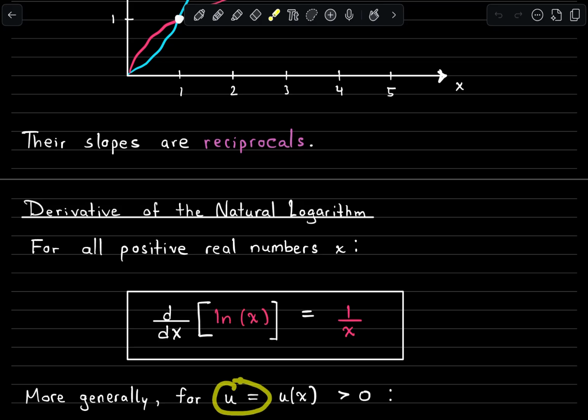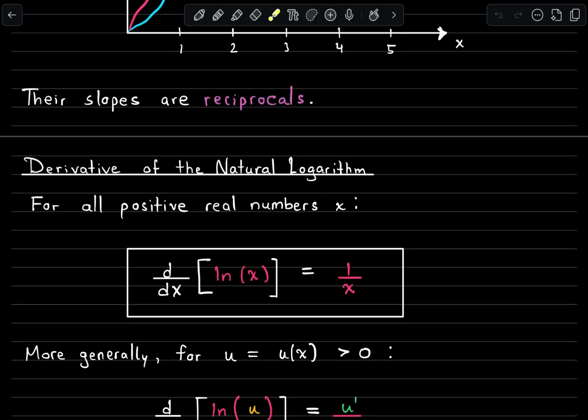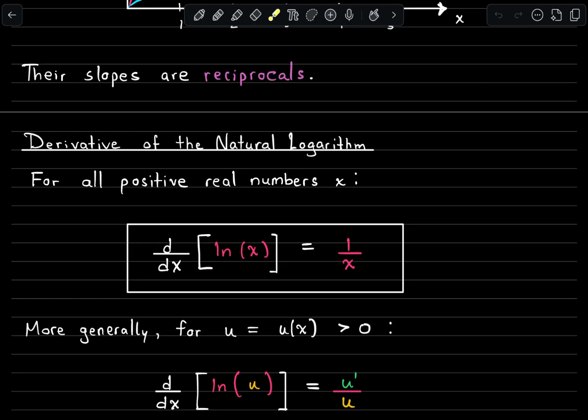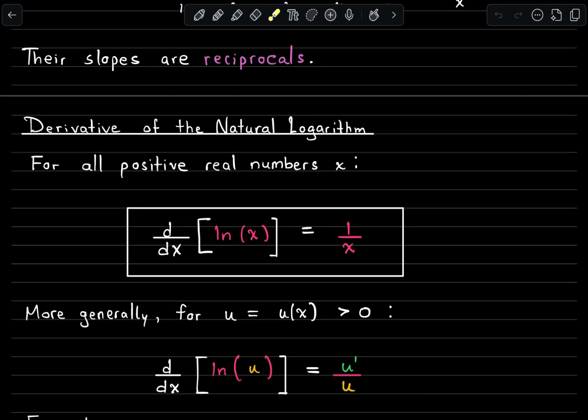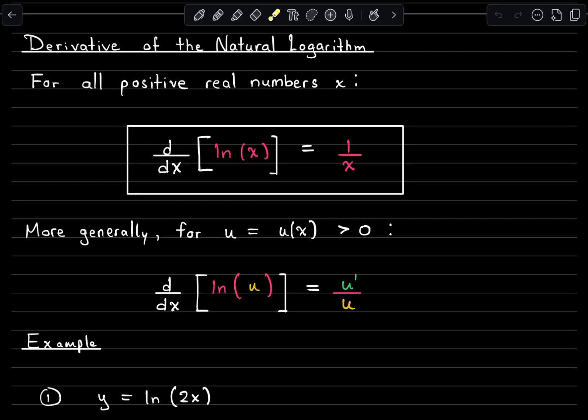More generally, if we have u, where u is some complex function, this is if we're dealing with composite functions, so we're building on chain rule here, the derivative of the natural log of u is going to give us u prime over u, u prime being the derivative of that inner function. All right, let's look at some examples.